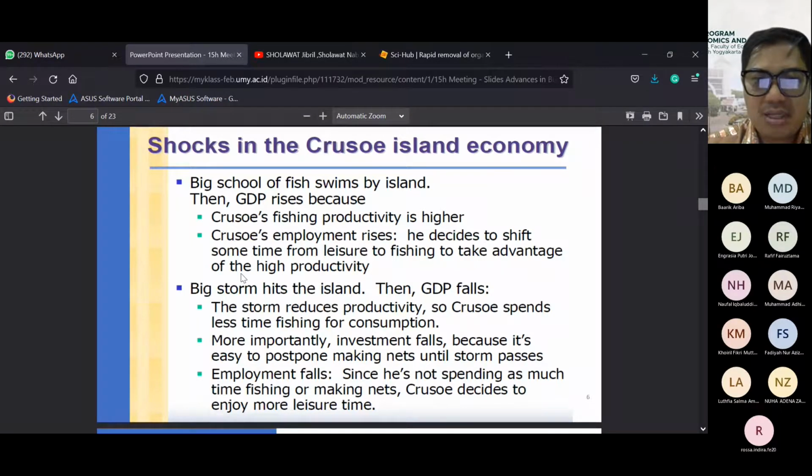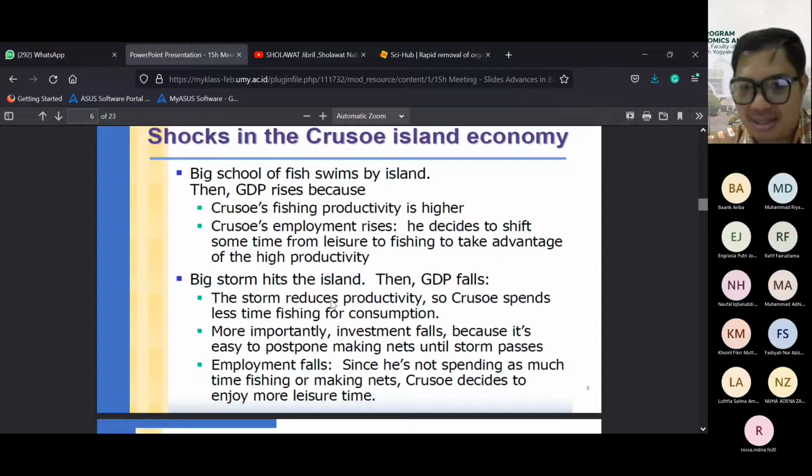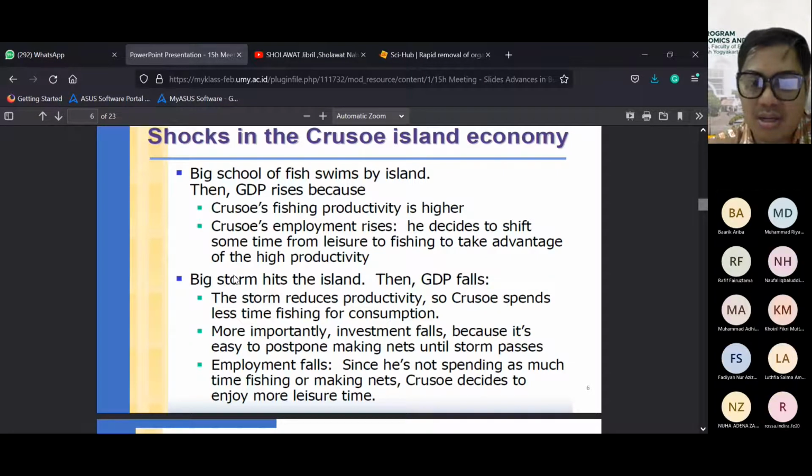And the next one is the big storm hits the island. Suddenly, the big storm hits the island. So the big storm here, dear friends, is considered an external shock because the storm is not under the control of Crusoe, or the people around us. So it is beyond our control. So then the impact is that GDP falls.